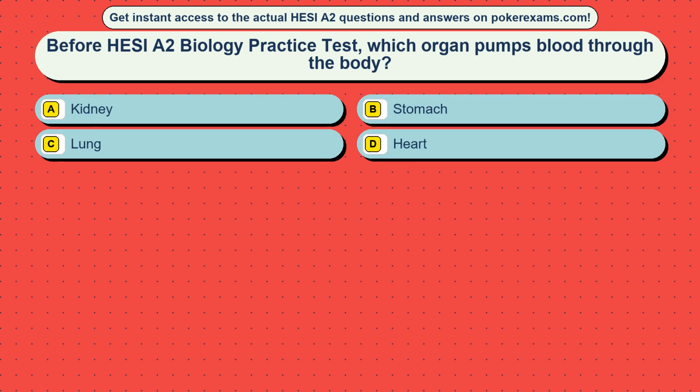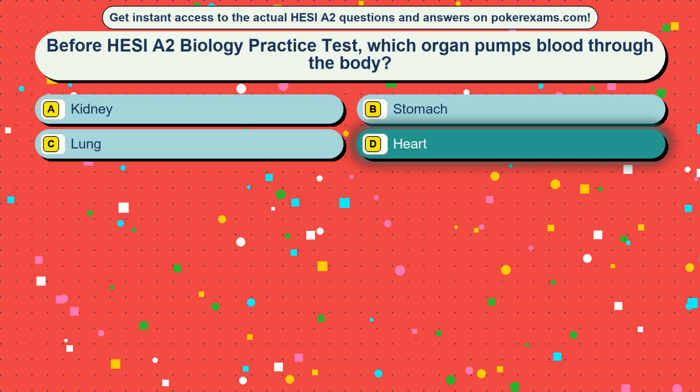Question 35. HESI A2 Biology practice test, which organ pumps blood through the body? Option A, kidney. Option B, stomach. Option C, lung. Option D, heart. The correct answer is option D, heart.